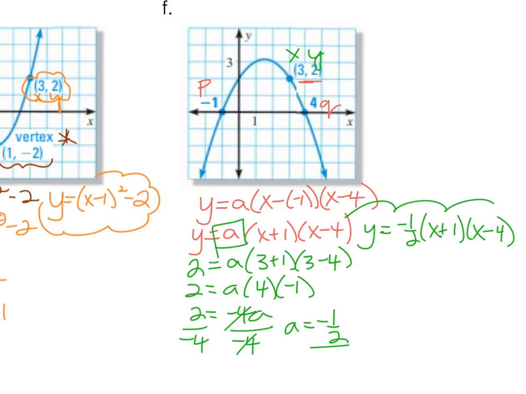And that's how you can navigate a graph to determine the parts you need for your quadratic function. And this is our final lesson for this part of Chapter 4, Lesson 4.10.